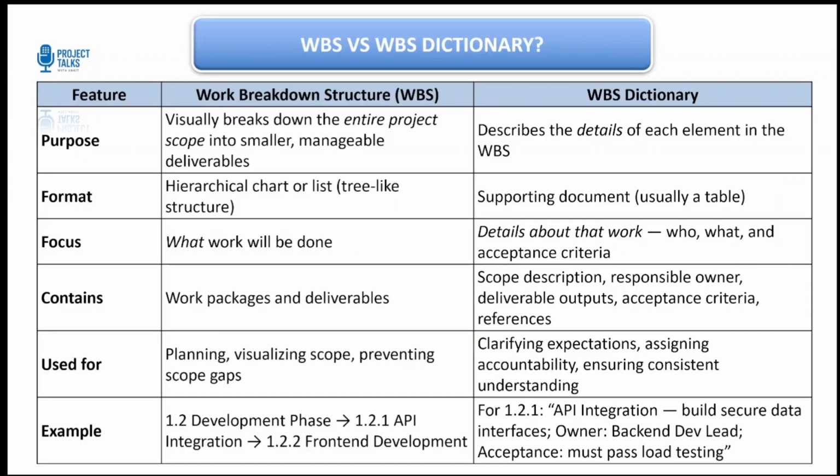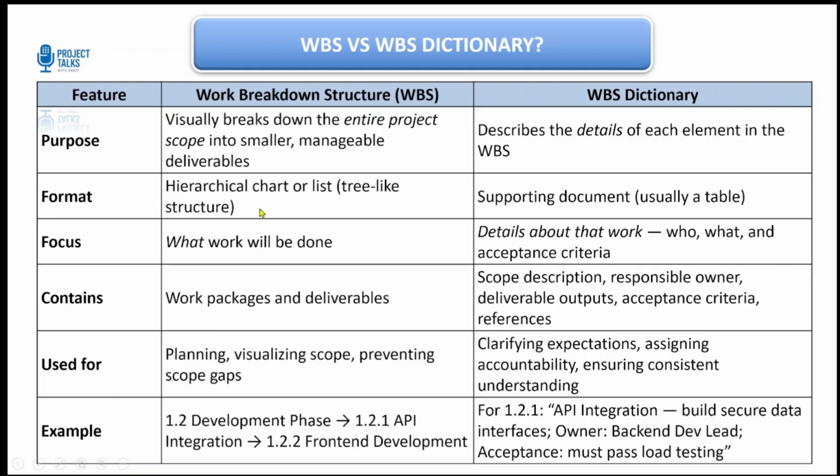But just to be crystal clear, let's look at the difference between WBS and WBS dictionary. Now, let's start from the purpose. WBS visually breaks down the entire project scope into smaller manageable deliverables, whereas the dictionary describes the details of each element in the WBS.